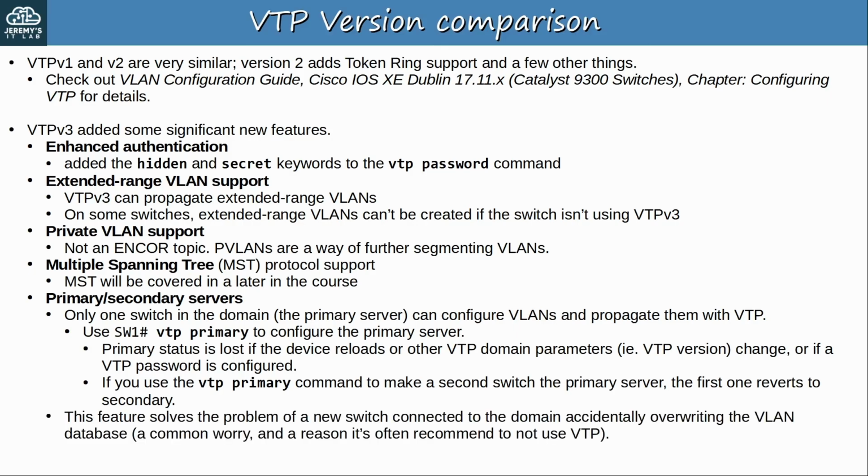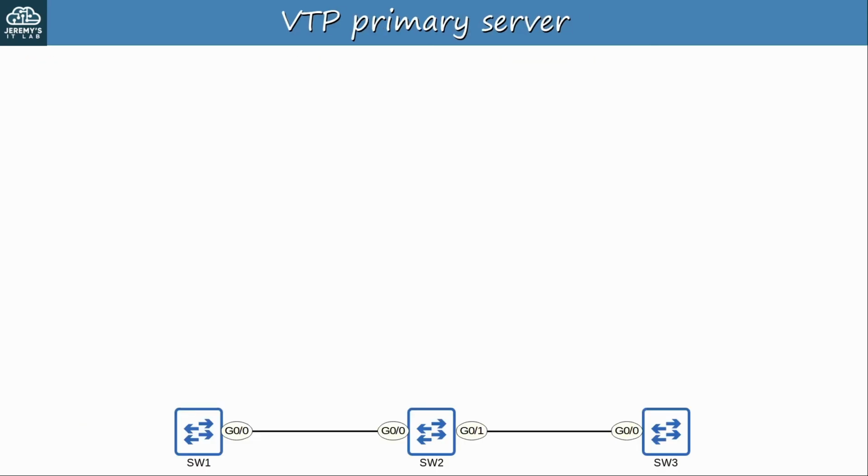It solves the problem of a new switch connected to the domain accidentally overwriting the VLAN database. I mentioned this problem about VTP in the CCNA course. It's a common worry, and a reason that it's often recommended to not use VTP. But if you use VTP v3, there is no need to worry about it. VTP can be a great tool to ensure VLAN database consistency, especially in a network with a lot of switches. Before moving on, let's see how configuring the VTP primary server works.